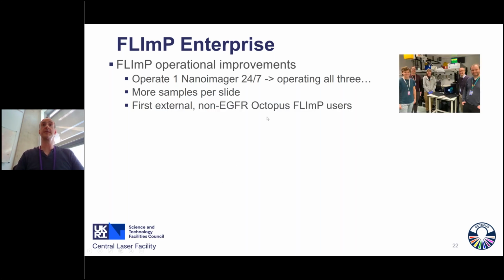But we also now are starting to translate our methods to other users. Obviously, we're a national facility, so we develop methods often driven by a particular interest, but the idea is we can then translate them for others to use those techniques for other problems. So these are our first external users of FLImP, who we're working with now to apply it to their problems.